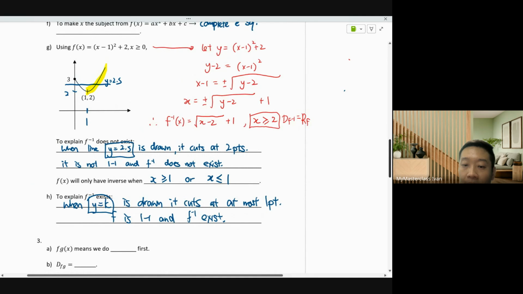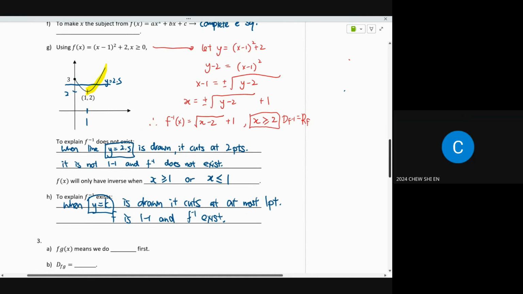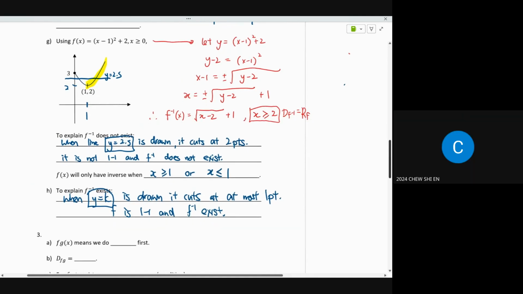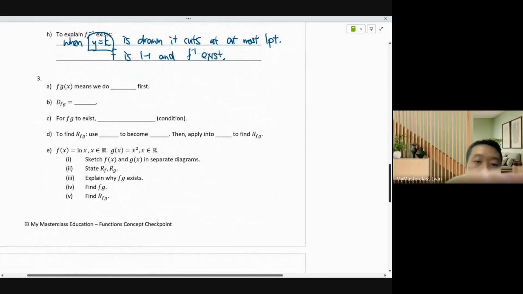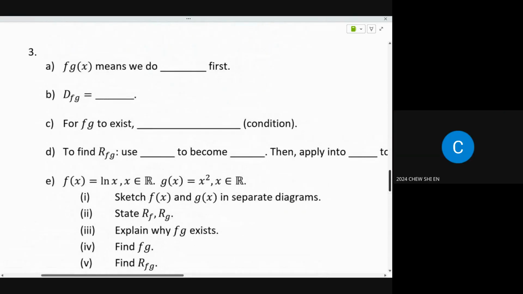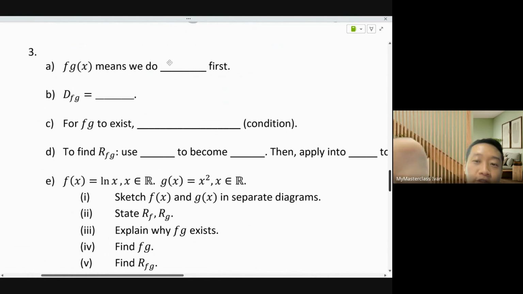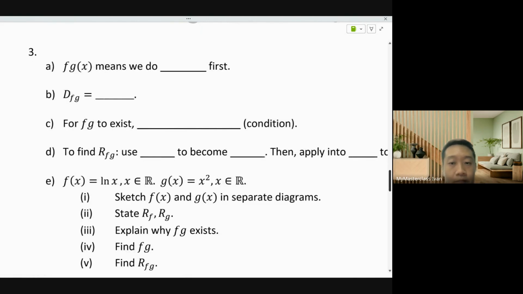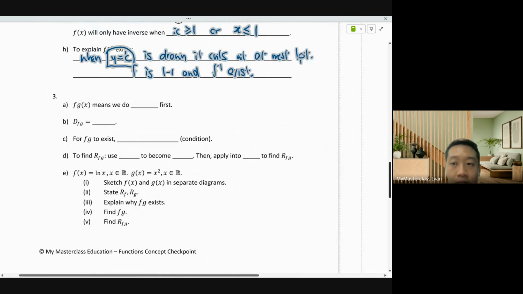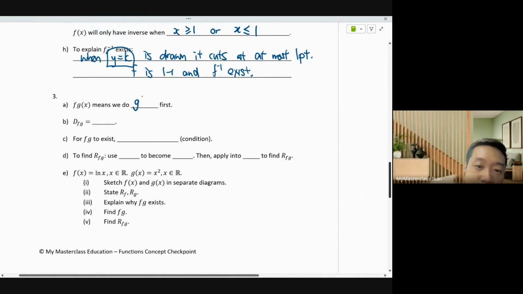Student done? Yeah. So FGX means we do who first? Is it G? Yes, we do G. Okay, means we do GX first. Or is the domain of FG the same as the domain of G? No, it's not GF. It's the domain of the first.